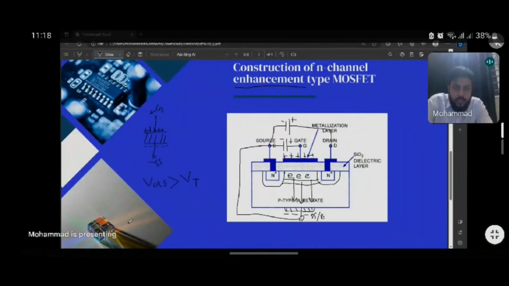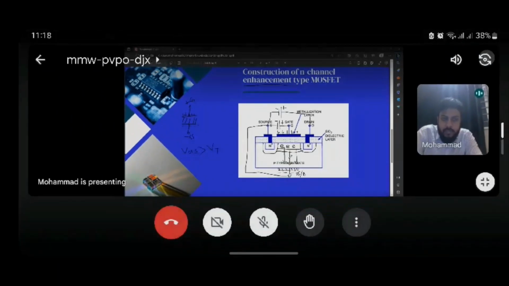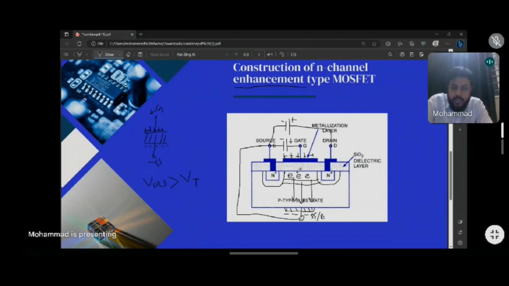This means that if we keep increasing VGS, then the thickness of the channel will keep increasing, the channel will be more enhanced, and the charge carriers will be easily flowing through the channel from the source terminal to the drain terminal.